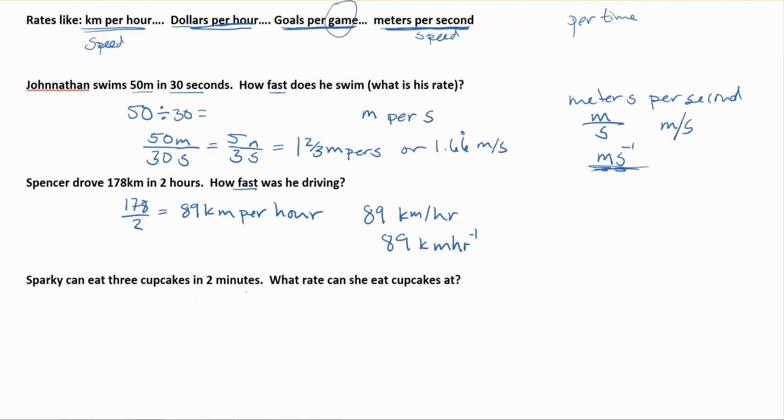Sparky can eat 3 cupcakes in 2 minutes. What rate can she eat cupcakes at? So that's 3 cupcakes every 2 minutes. So that's going to be 1.5 cupcakes a minute, or per minute, I guess I should probably say per minute. So yeah, Sparky can eat 1.5 cupcakes every minute. She could probably eat a lot of cupcakes, but I'm guessing she would slow down if she started eating too many of them. You'd probably get sick at some point. But that would be the rate here of how fast Sparky can eat cupcakes.